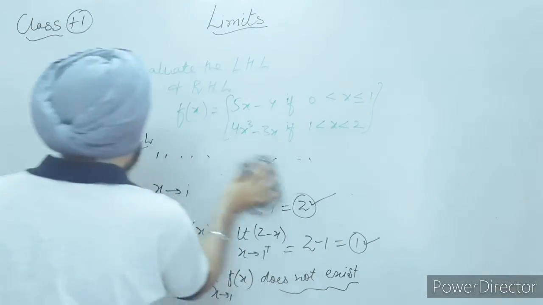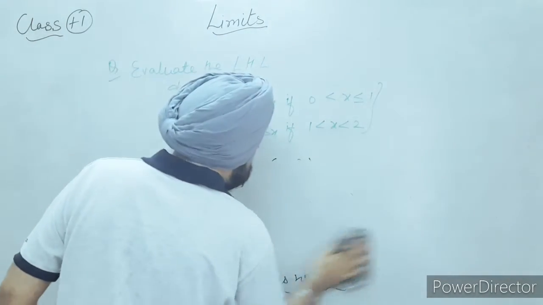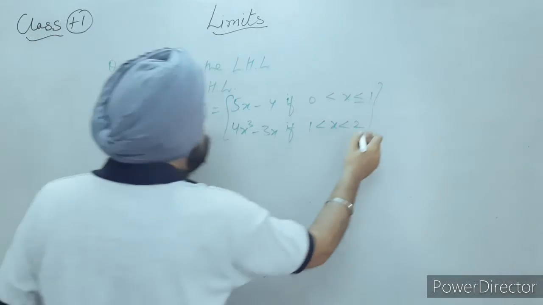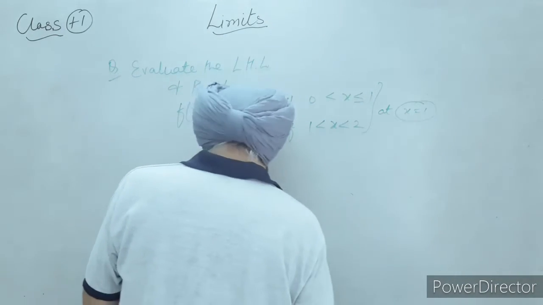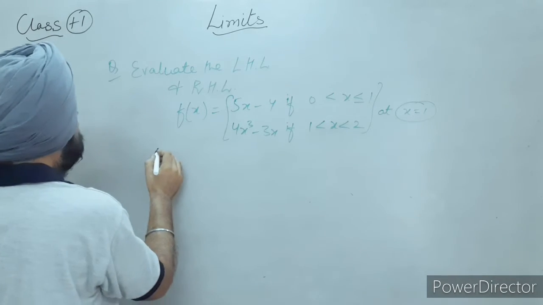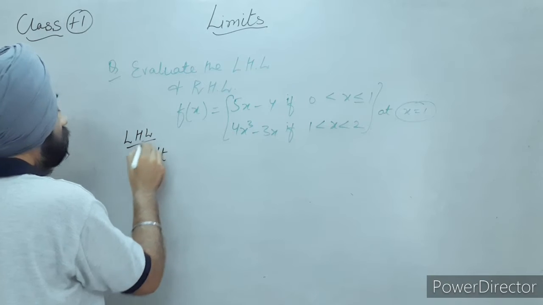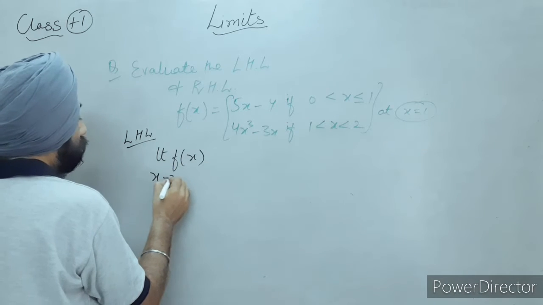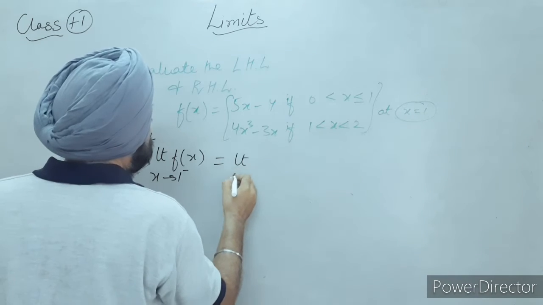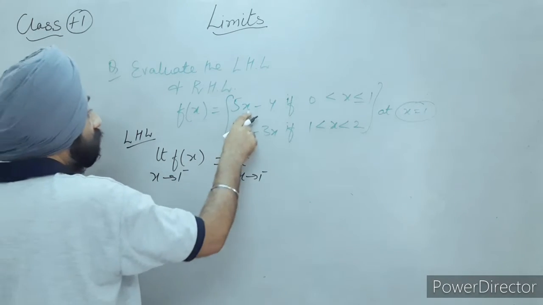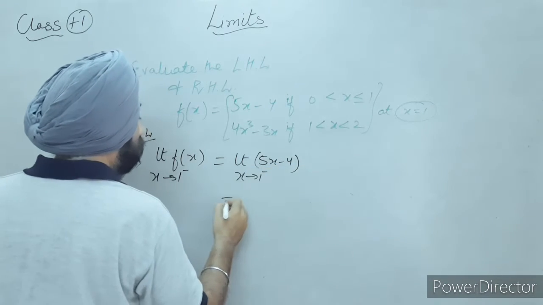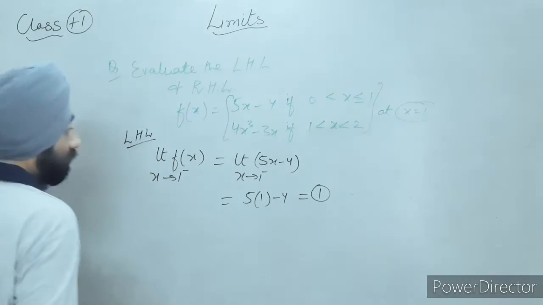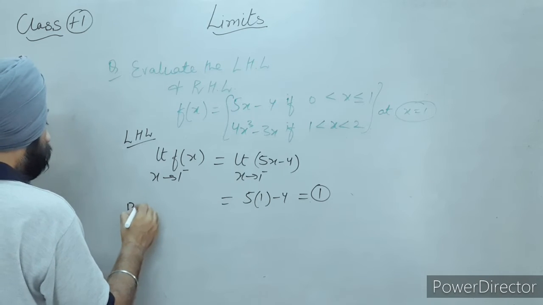Now I need to prove that the limit as x approaches 1 does exist. Let me examine it at x equals 1 again. I have to examine the limit at x equals 1. First I will find the left hand limit, right? Left hand limit is where x is less than or equal to 1. The limit of my function as x approaches 1 negative is equal to the limit as x approaches 1 negative of 5x minus 4. Fill in the value: 5 into 1 minus 4. I get 5 minus 4 is 1. I get this answer. Now let me check the right hand limit.